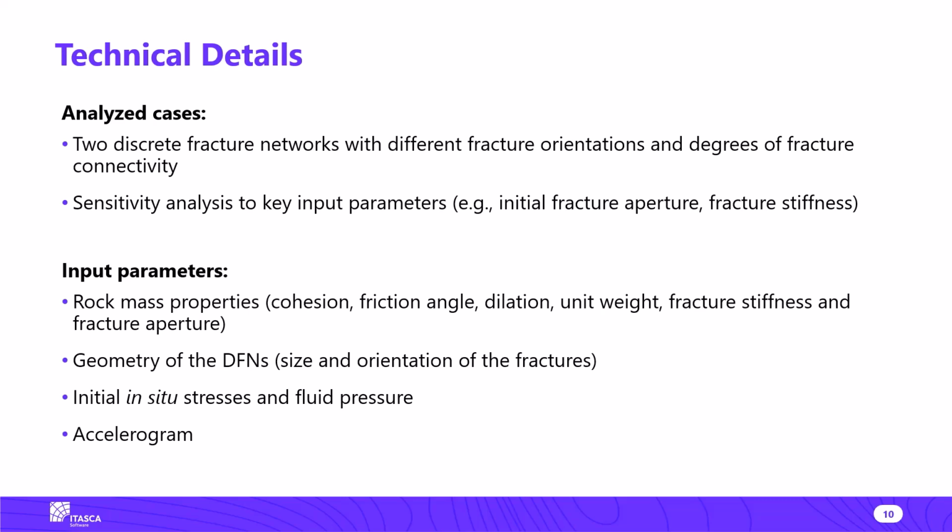2 DFNs with different fracture orientation and degrees of connectivity between the fractures were analyzed. The studied DFNs do not reproduce any particular area of Forsmark, but they were used to study the dominant hydromechanical process during the seismic event. A sensitivity analysis to the key input parameters, such as the initial fracture aperture and fracture stiffness, was conducted. So the input parameters are the rock mass properties, the cohesion, friction angle, dilation, unit weight, fracture stiffness, fracture aperture, the geometry of the DFN, the size and orientation of the fractures, the initial in situ stresses and fluid pressure at 500 meters depth, and the accelerogram.